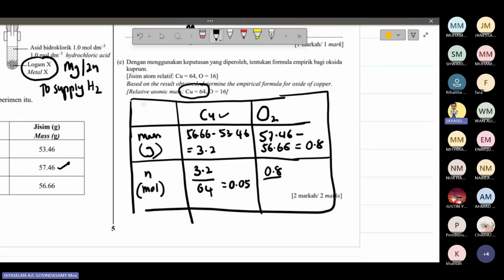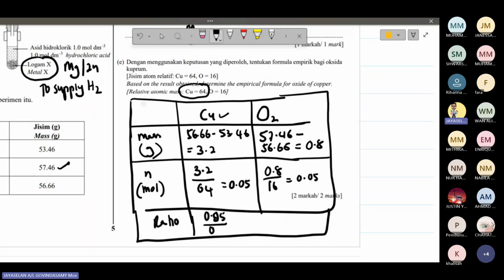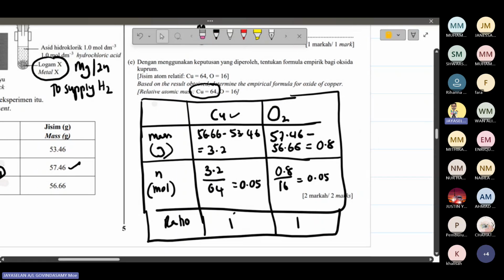But don't go and put O2. Okay, so you divide by 16, you will get 0.05. So now you find the ratio. This one is very simple. Ratio, 0.05, you will get 1. Ingat yang meriksa adalah saya. You dah tahu both nilai sama kan, just put 1, 1. Don't waste your time. Any question?